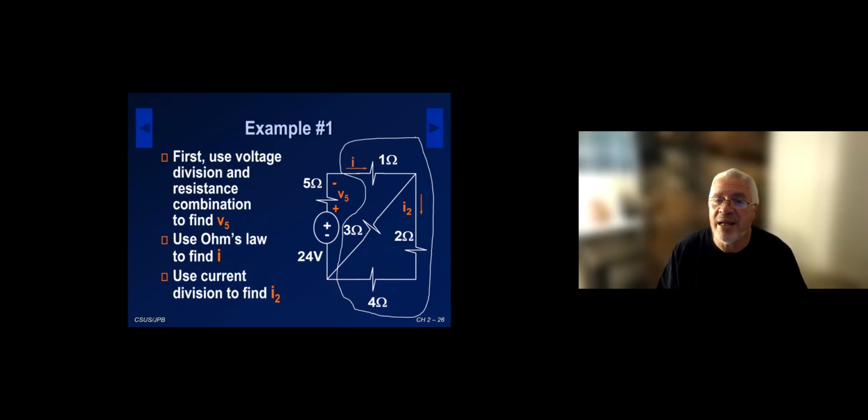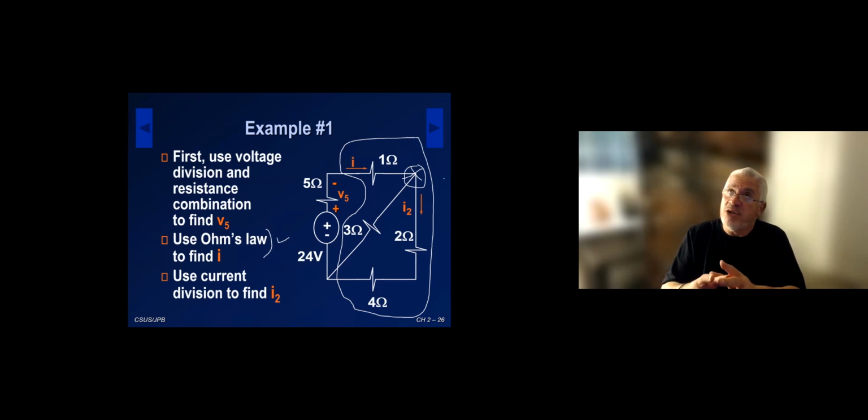And once I do that, I'll be ready and I'll apply voltage division to find the voltage V5. Once I get V5, I'm going to use Ohm's law to find the current I. That's what this says, the current I. The current I will be V5 divided by 5, just via Ohm's law. And once I know the current, then I can apply current division right here where I have the X. I can apply current division to get I2.